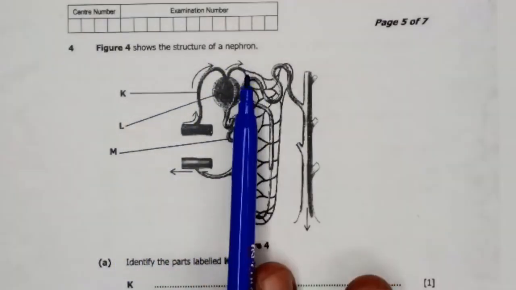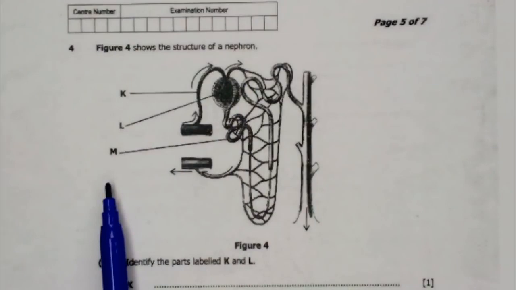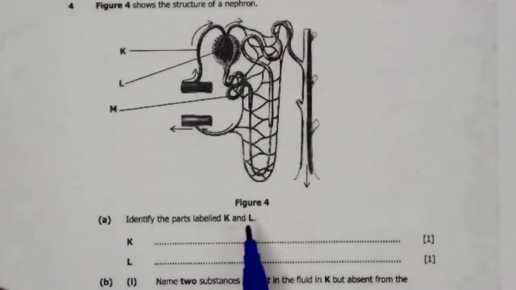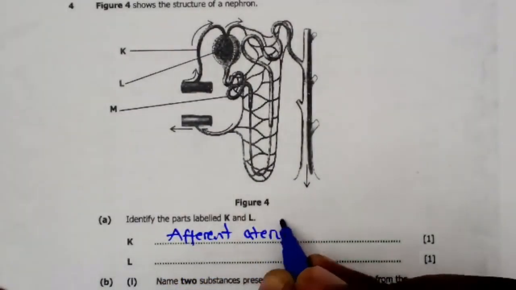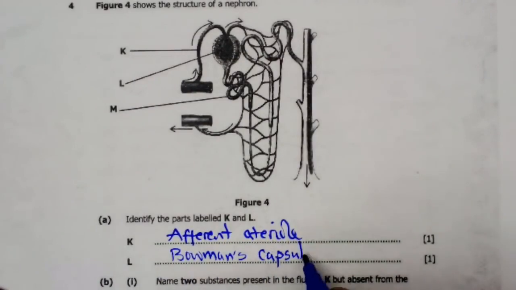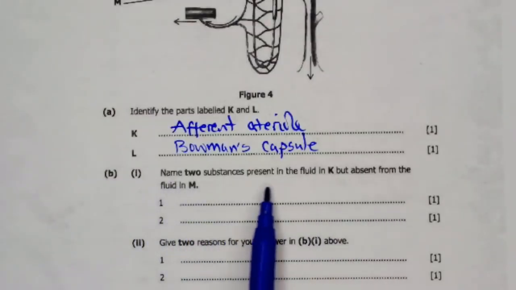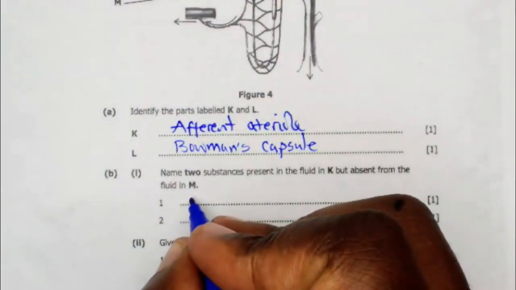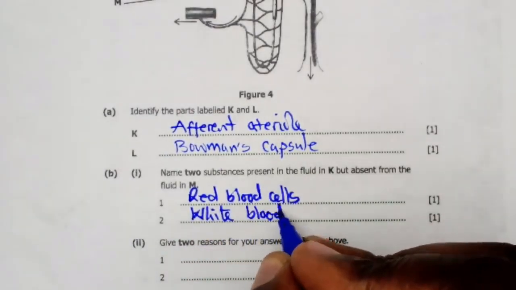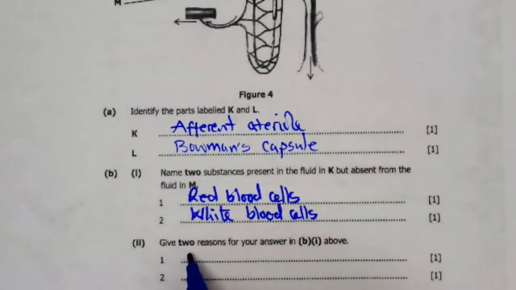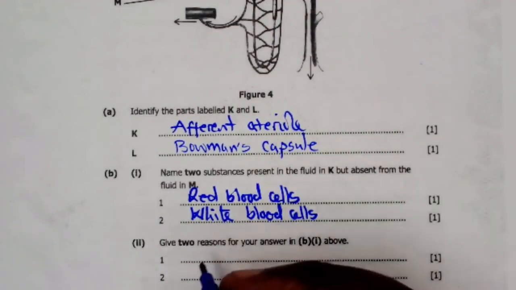Question 4. Figure 4 shows the structure of the nephron, and we have labeled parts K, L, and M. Part A, identify the parts labeled K and L. Part K is the afferent arteriole, and part L is the Bowman's capsule. B1, name 2 substances present in fluid K, but absent from fluid in M. So the substances absent in the glomerular filtrate can be red blood cells, white blood cells, blood plasma proteins, as well as platelets. B2, give 2 reasons for your answer in B1 above.